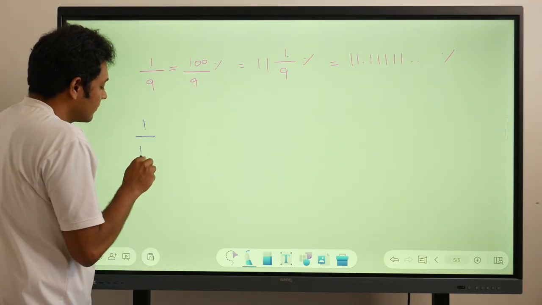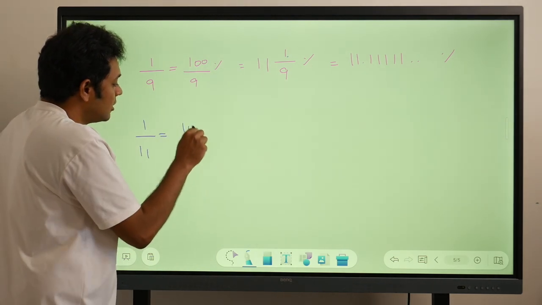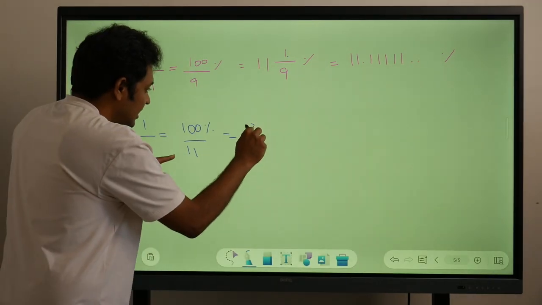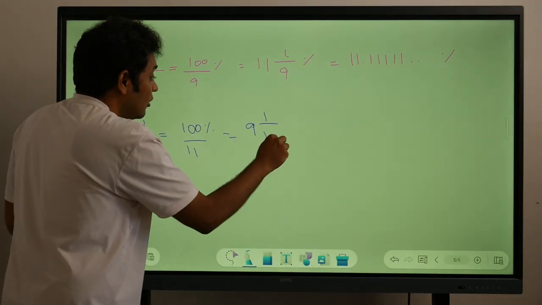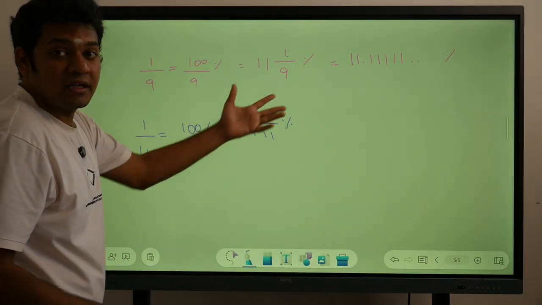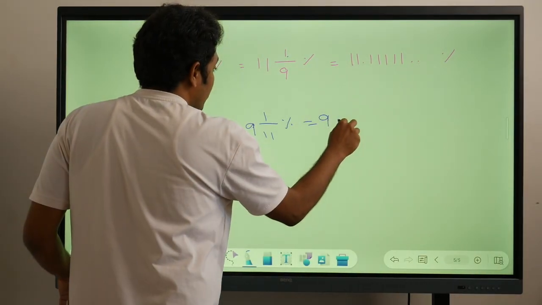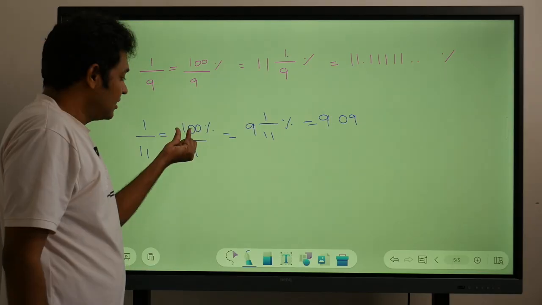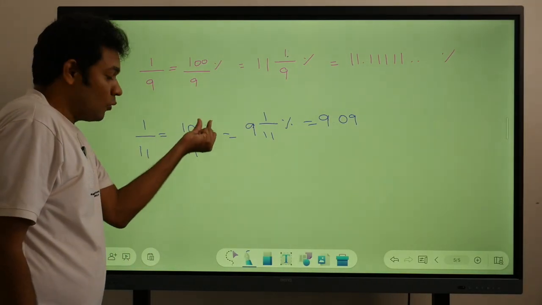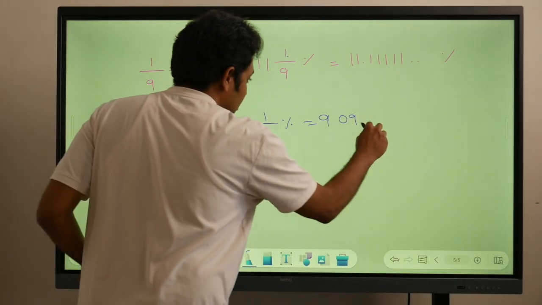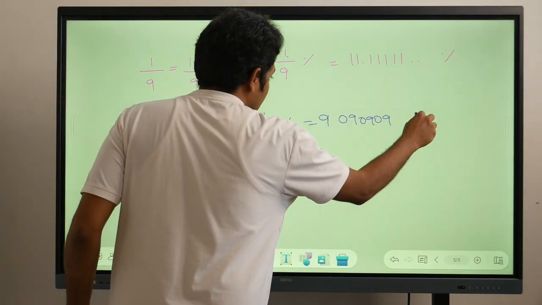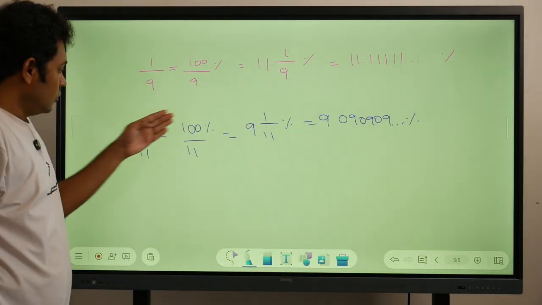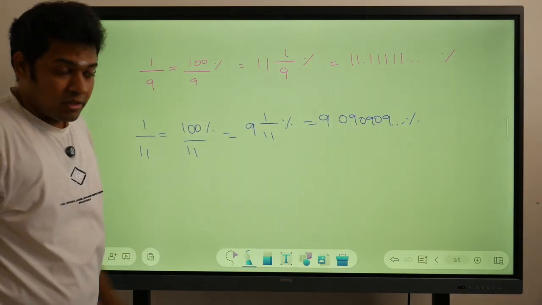1 by 11. So which is 100 by 11. So here, mixed fraction: 9 11s are 99. Carry 1. 9 1 by 11%. So if I'm writing it in recurring decimal, we'll have 9.09, because 9 11s are 99.1, so I'll add 0. So 9.09, 0909%. It goes on like this. Clear? So 1 by 11 is 9.0909%.